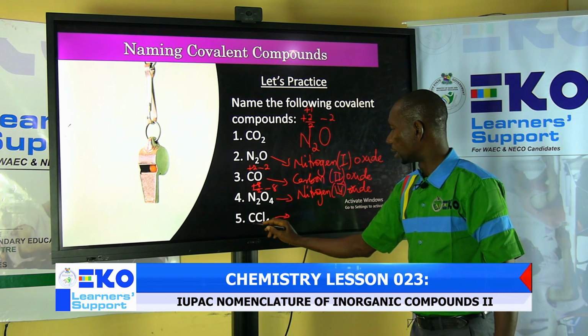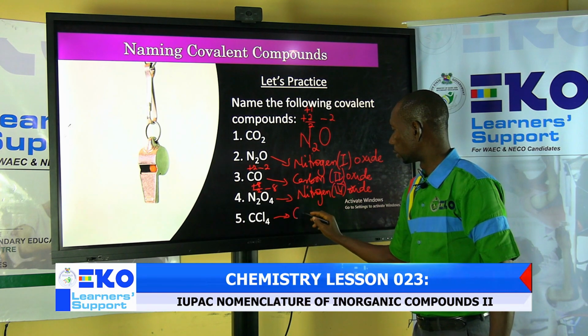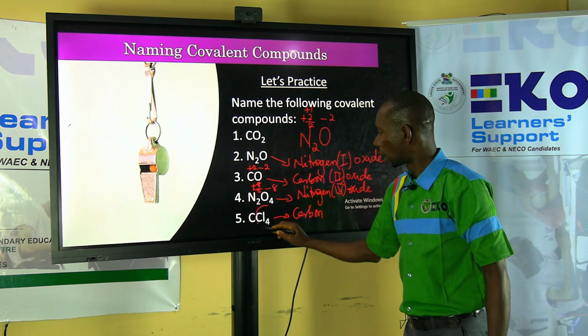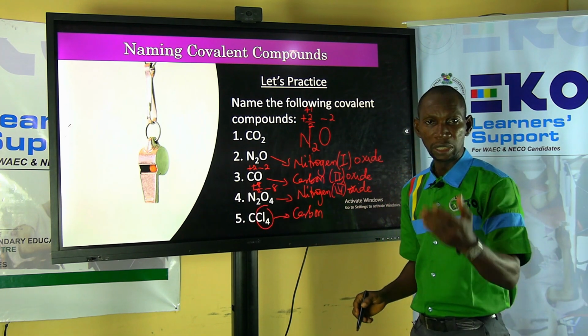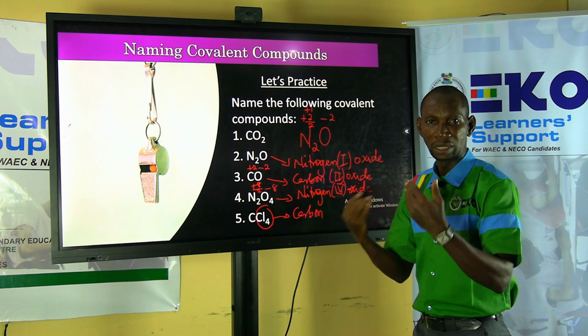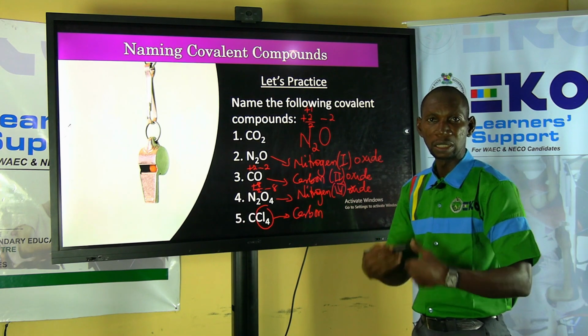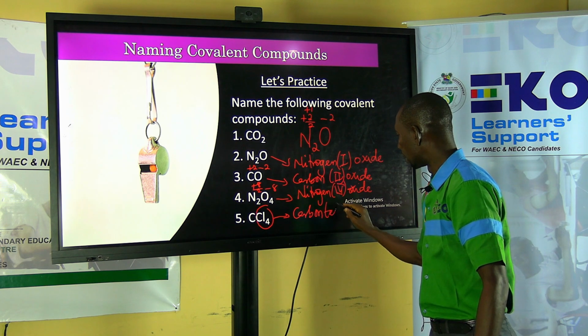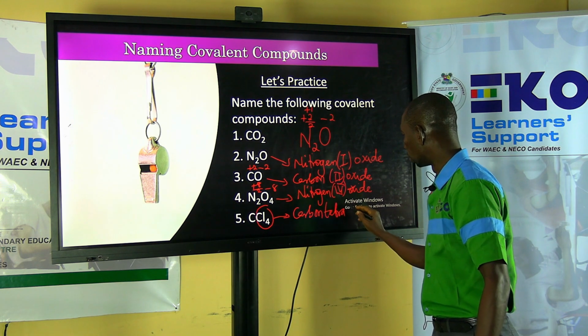How about the fifth one here? The first element there is what? Is carbon. Is carbon. All right? Now, there are 4 atoms of chlorine here. So, to indicate that there are 4 atoms of chlorine, you are going to introduce tetra. Tetra in science means 4. So, that will be what? Carbon tetrachloride.